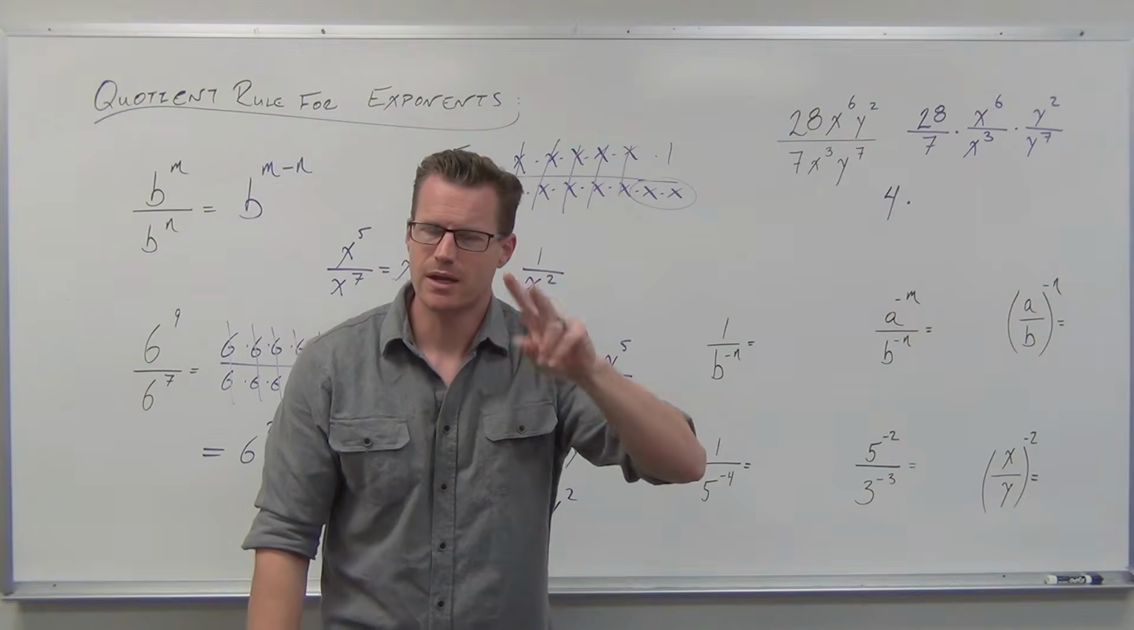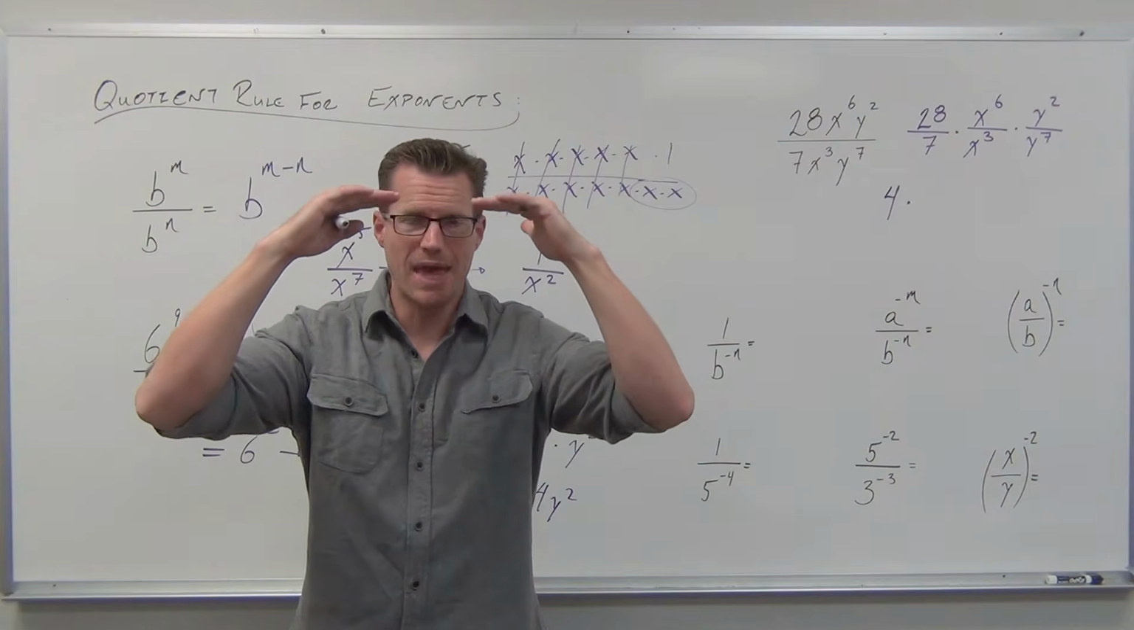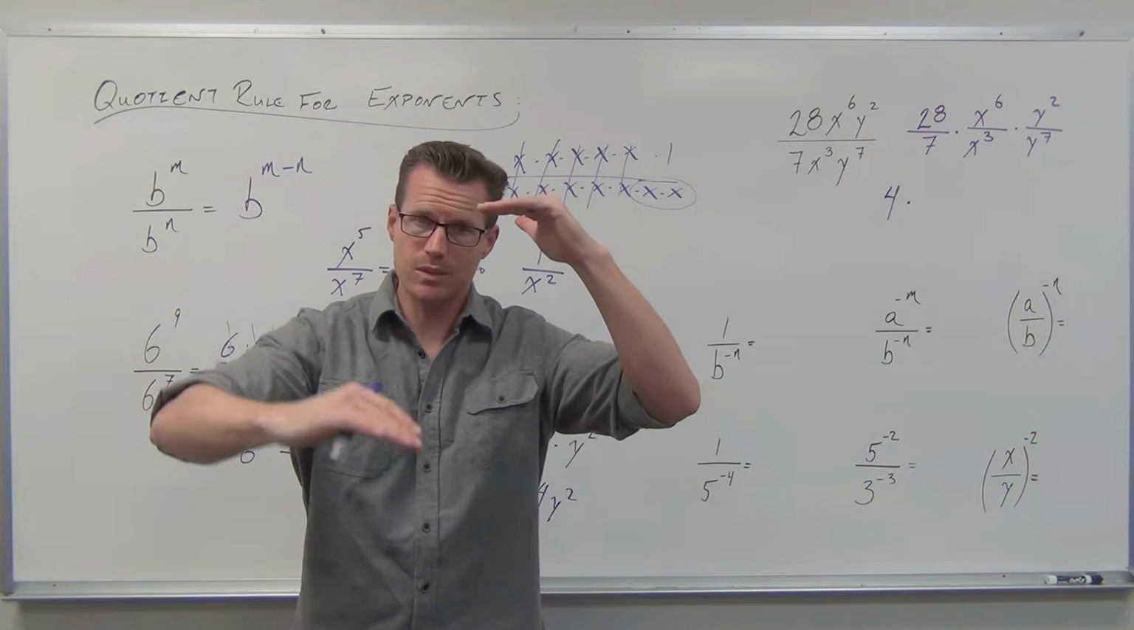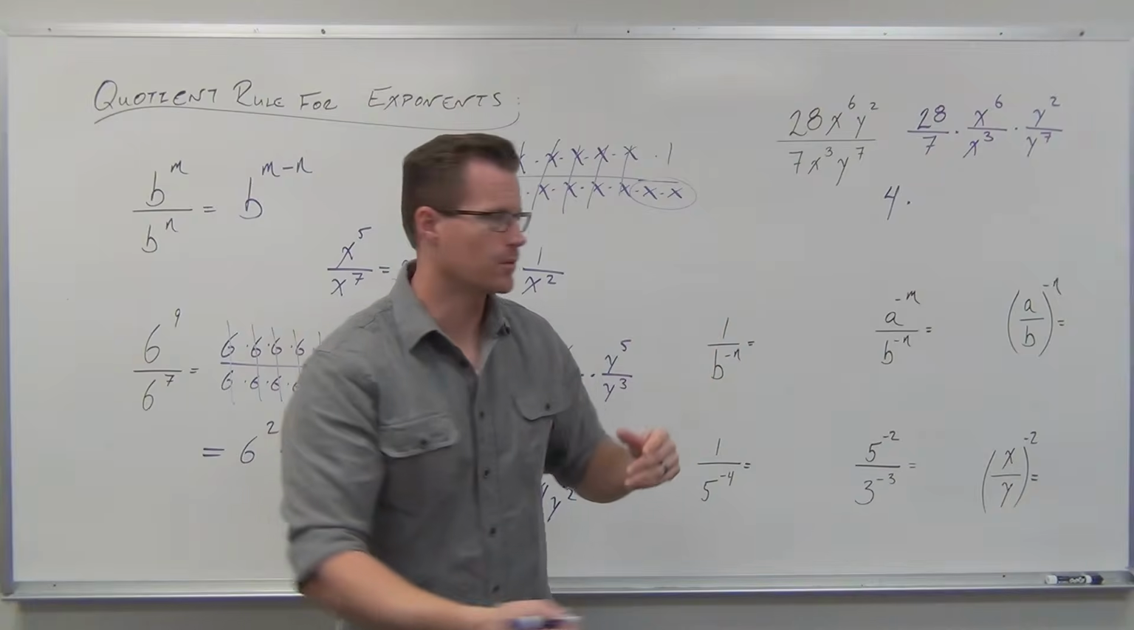2 ways to think about it. Number 1, we could just subtract them. We're seeing division, so what we do with exponents, as we'll know below, is subtract: 6 minus 3, you get x to the 3rd. No problem.